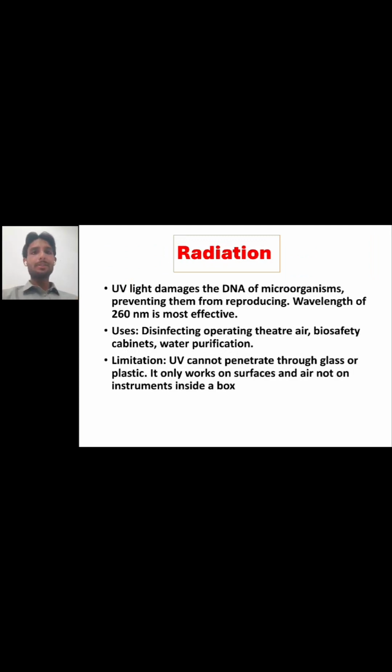Now heading toward radiations, we use two types of radiation to kill and damage the DNA of microorganisms: UV light, and X-rays and gamma rays. As we know, UV light has a wavelength up to 60 nanometers, which targets and damages the DNA. In this way, bacteria cannot divide and replicate, so they are eliminated and wiped out. Mostly we use UV light to disinfect operating theaters, air, biosafety cabinets and for water purification.